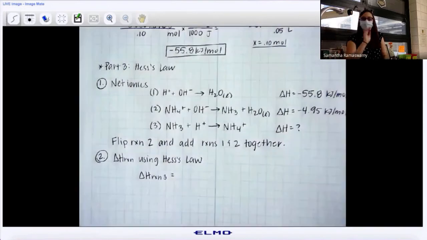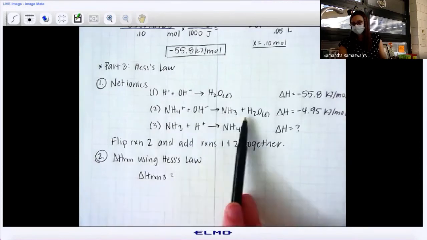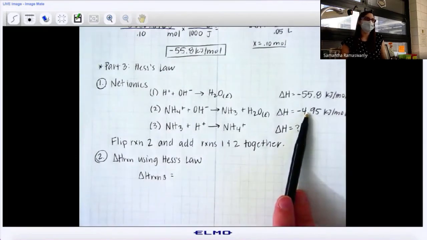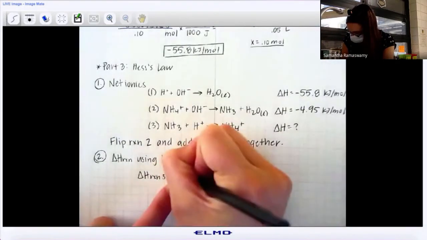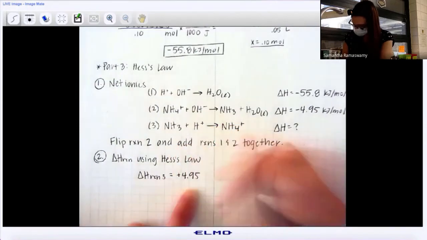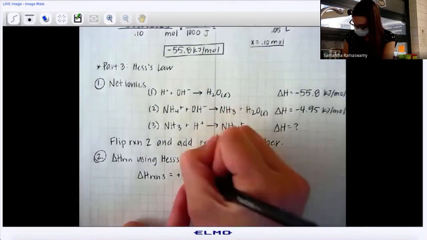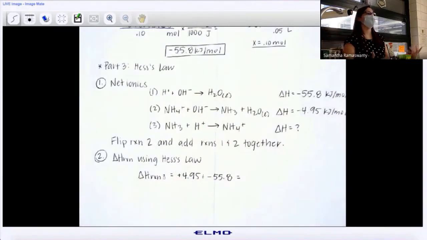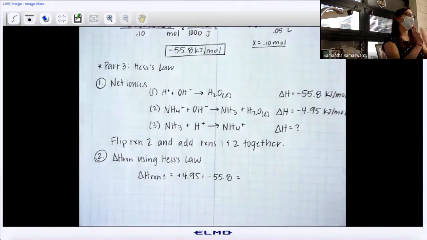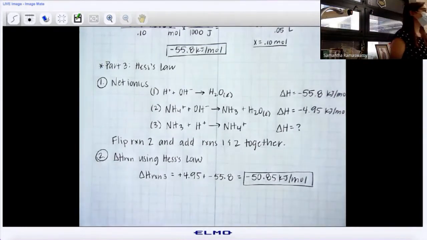So if we have to flip reaction 2, what are we going to have to do to delta H? Make it positive. So it's going to be plus 4.95. I don't have to do anything to the first one because then everything else will cancel out. So plus negative 55.8. All I'm doing right now is showing the work for Hess's law. I'm showing us adding the two values together. That's all calculation 2 wanted. It wanted us to use Hess's law and manipulate the equations.